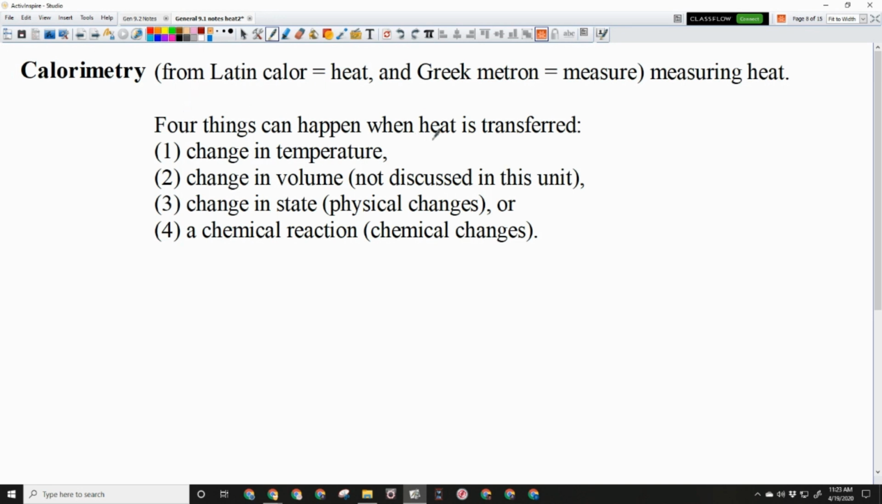All right, so 4 things happen when heat is transferred. It can change the temperature of something, it can change the volume, which we're not going to discuss in this unit, it can create a change in state, where it can go from solid to liquid to gas, or it can cause a chemical reaction to happen.